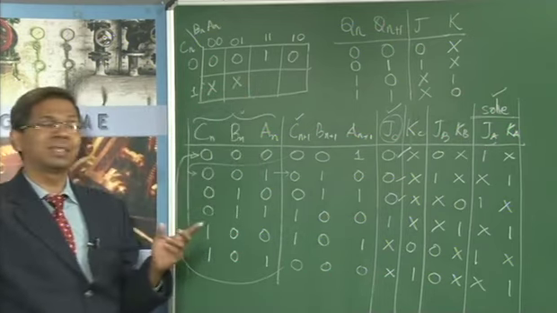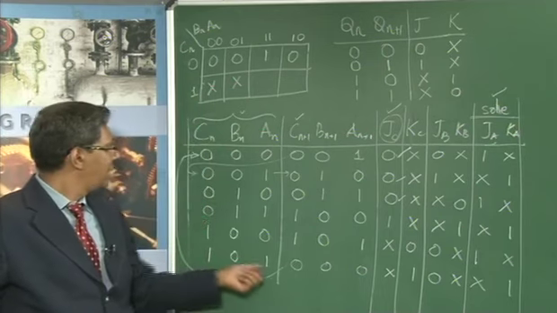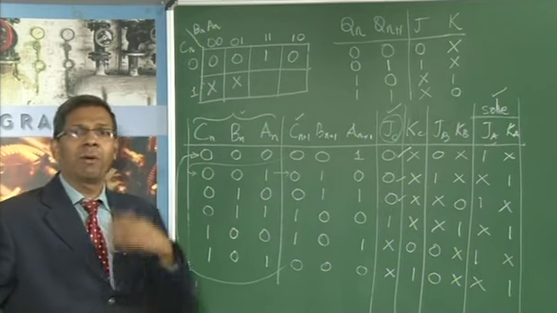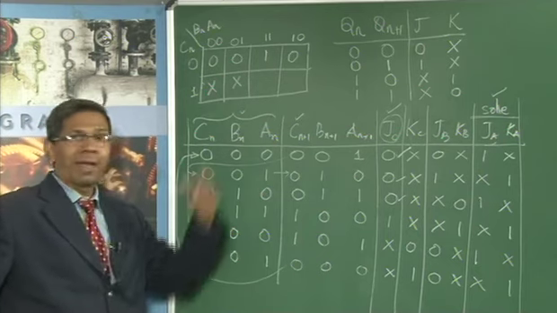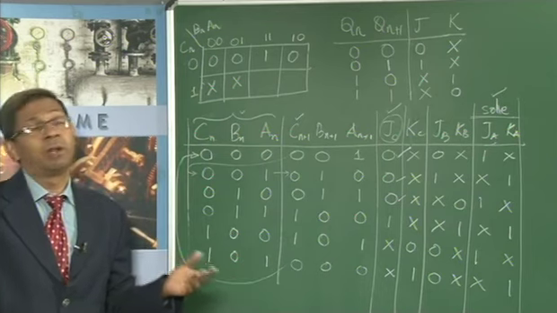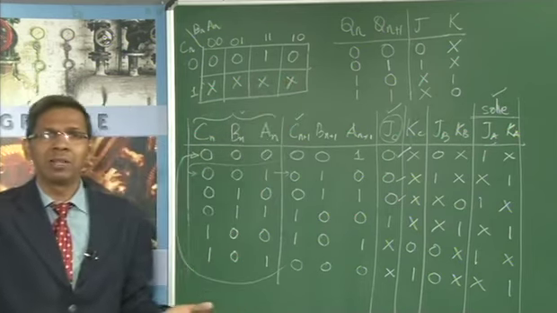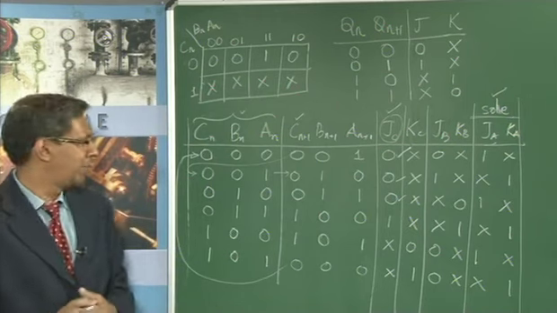Now in our design, we do not have the case where the present state goes to 1, 1, 1 or 1, 1, 0. Why? Because it's a mod 6 counter. But since we have to fill up this, we straight away use the don't care. It means I don't care whether it is 0 or 1, because anyway I am not going to be in that state and I am not going to use those inputs at all.